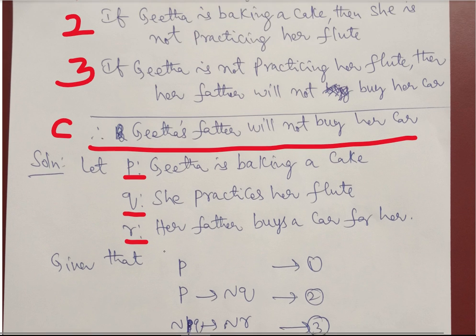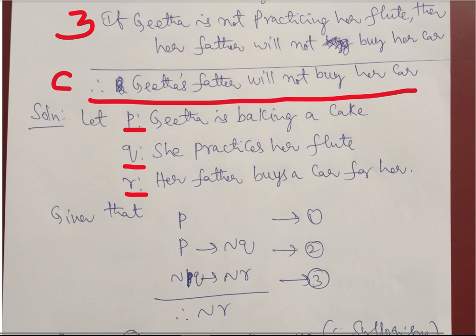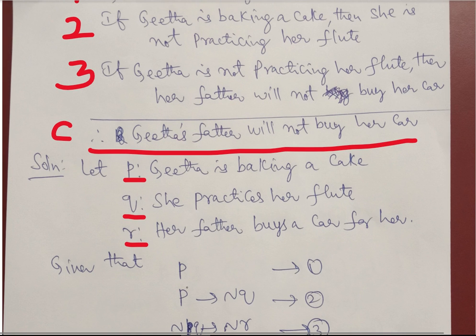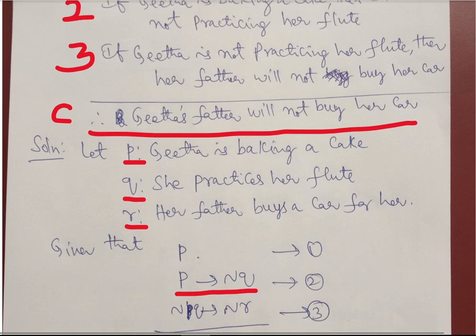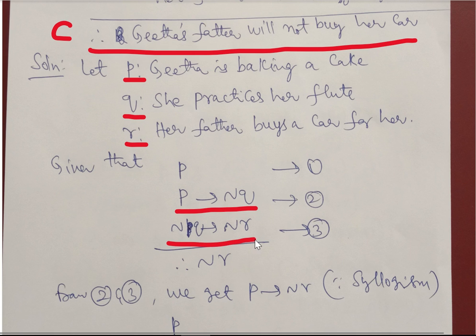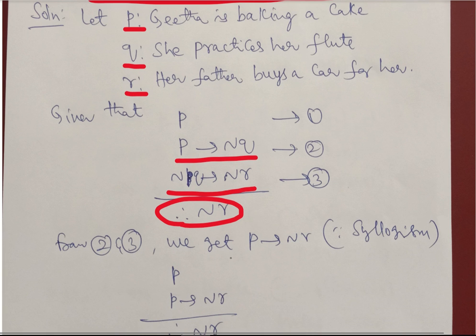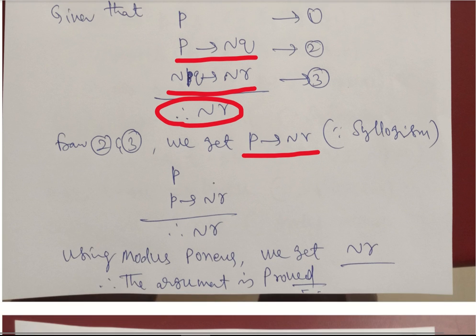So P, Q, R. Representing the given statements: first one is P. Second one is P implies negation Q. Third one is negation Q implies negation R. The conclusion is negation R. So we know that P implies Q and Q implies R will give P implies R directly. So we apply the syllogism, and will get P implies negation R directly. So we are left with now P and P implies negation R.